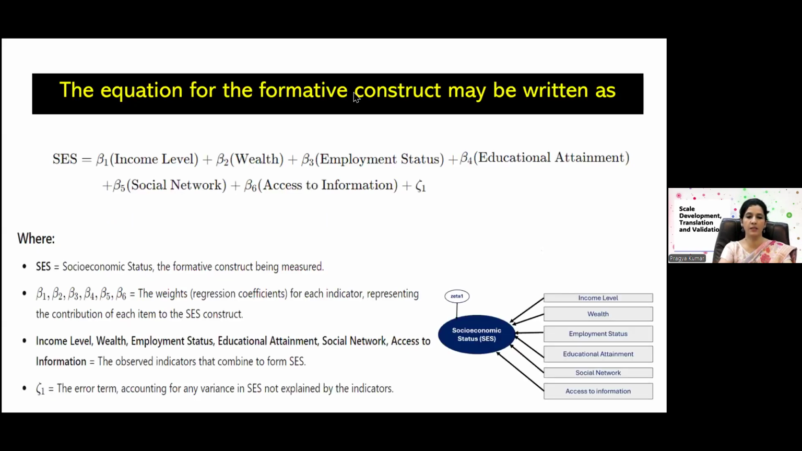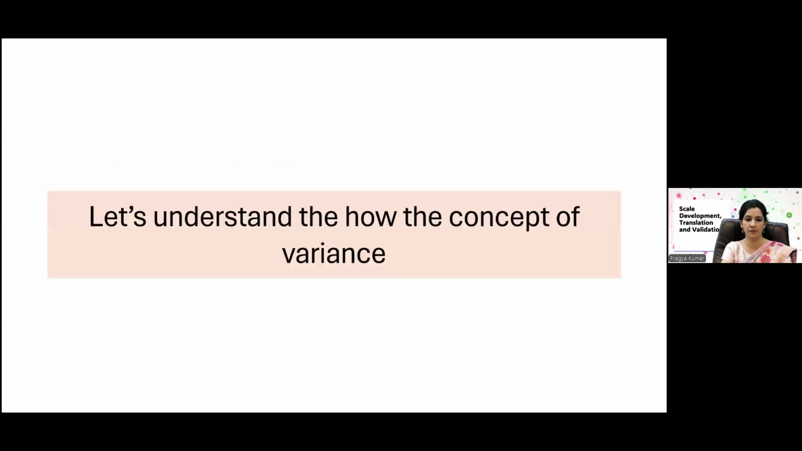So what will be the equation for a formative construct? It will be like socioeconomic status equals beta 1 multiplied by income level, plus beta 2 wealth, plus beta 3 employment, and so on. And this socioeconomic status is the formative construct, and the error term will be at the last. So this will be the equation for the formative construct.